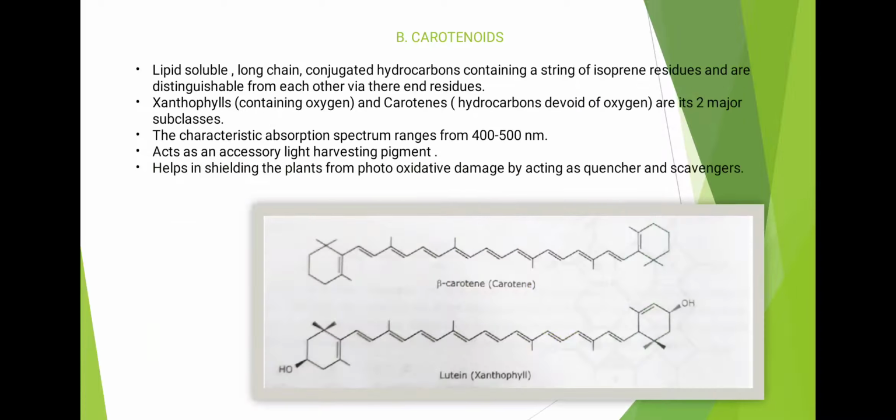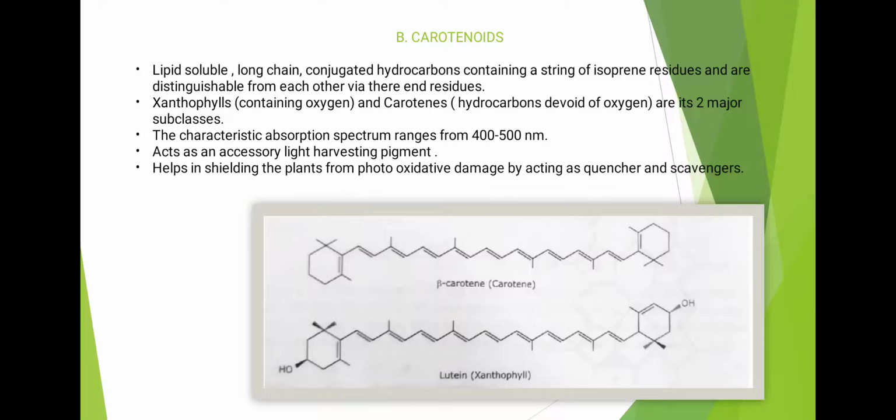Okay, so let us now study about the carotenoids. What are carotenoids? These are lipid soluble long chain conjugated hydrocarbons containing a string of isoprene residues and are distinguishable from each other via their end residues or end groups. They are generally C40 terpenoid compounds, formed by the condensation of 8 isoprene units. Please note it down. Formed by the condensation of 8 isoprene units.